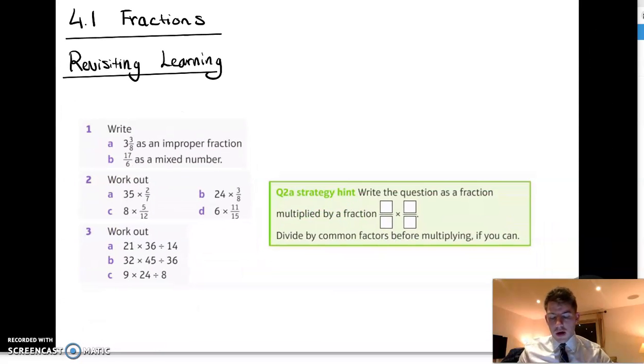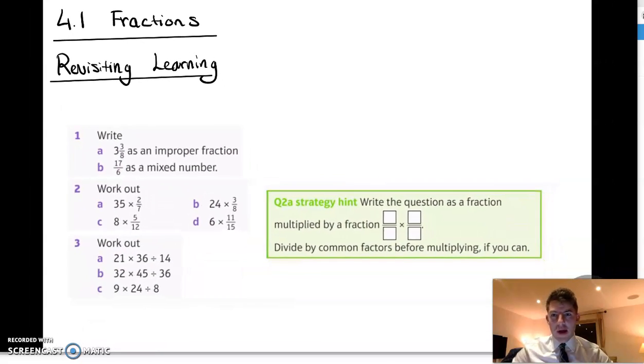Okay, in today's video, we're going to be looking at fractions. So the title at the top is fractions. For physics and learning, you've got 1, 2, 3 questions. Pause the video and have a go at these.